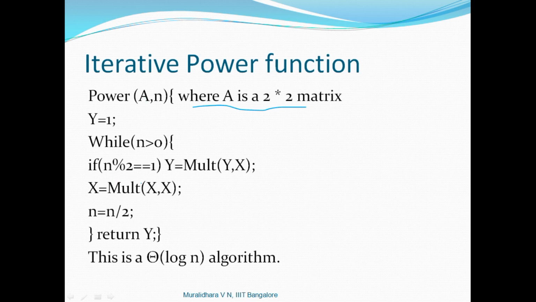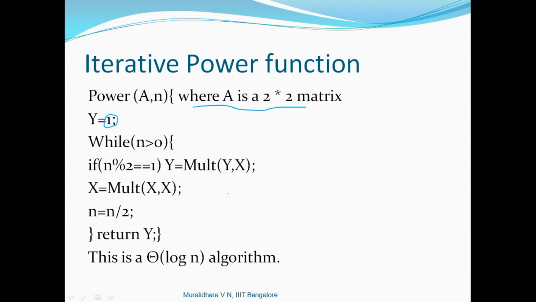So when n is odd, I wrote y is equal to y into x, but y was an integer, and here y is a matrix. So here I start with y equal to the identity matrix, and I return the final answer, which is A to the power n. So y has to be updated to y into x. In the earlier case, this was just an integer, so I could just write y is equal to y into x.